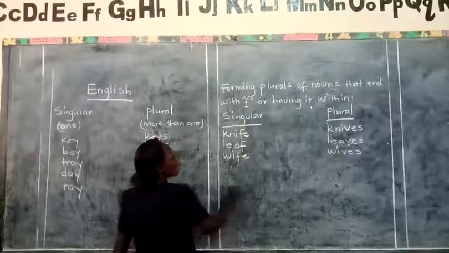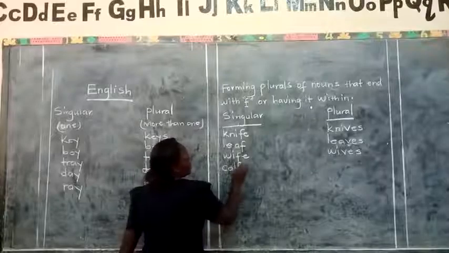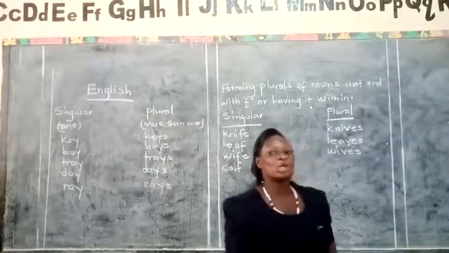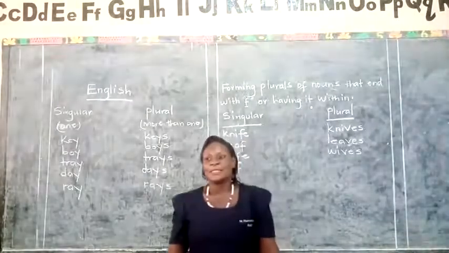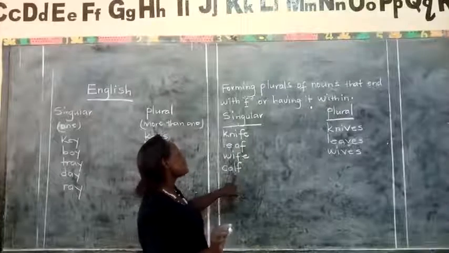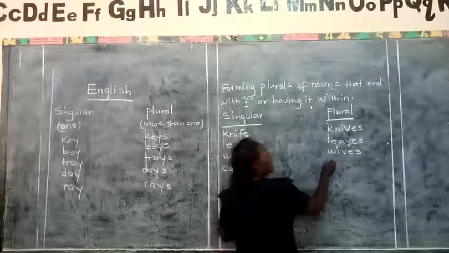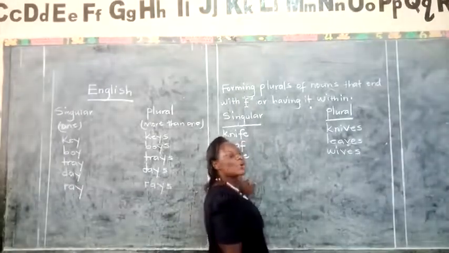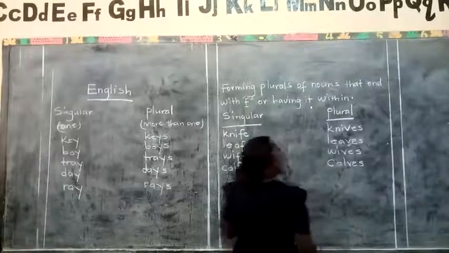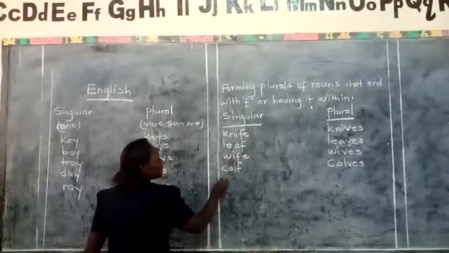So we have calf. The young one of a cow or an elephant. If it is one, it is a calf. So when they are more than one, we call them calves. We don't call them calfs. No, we call them calves. We just add V-E-S.